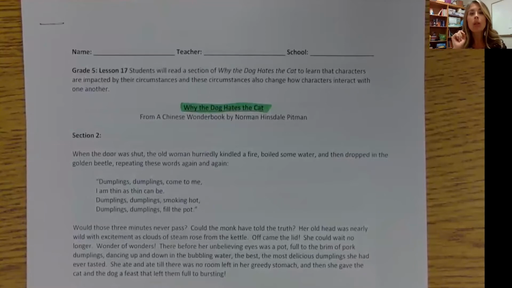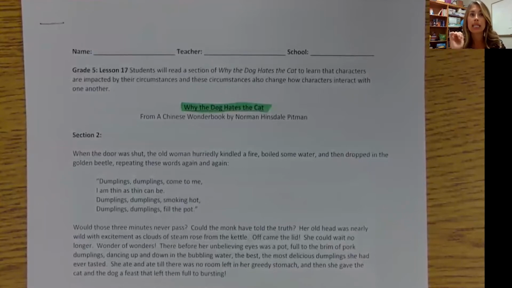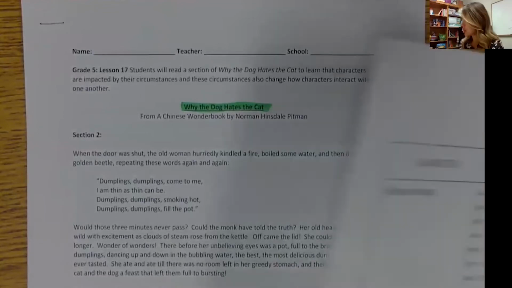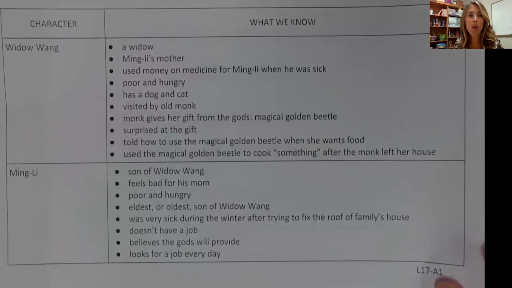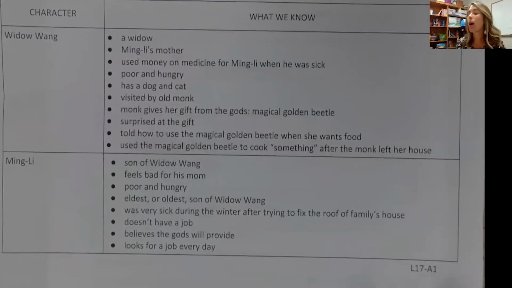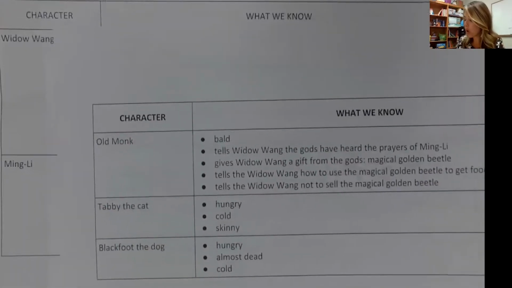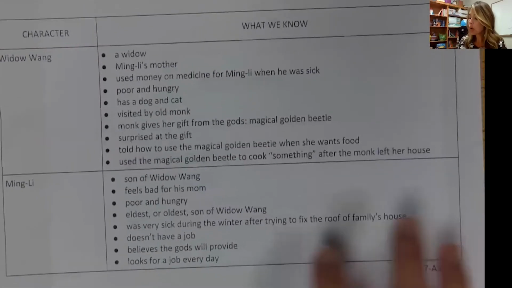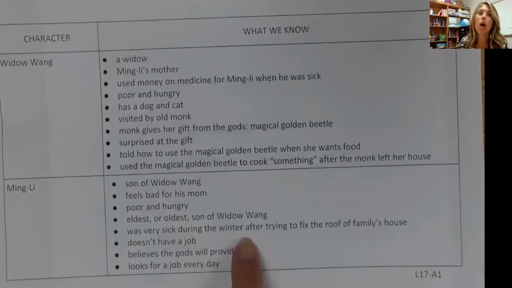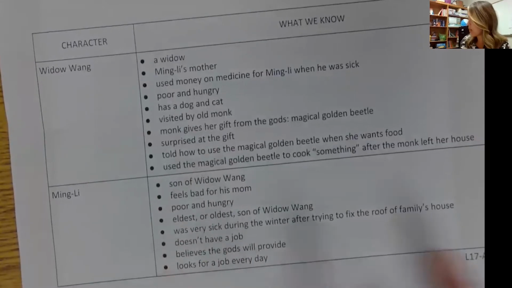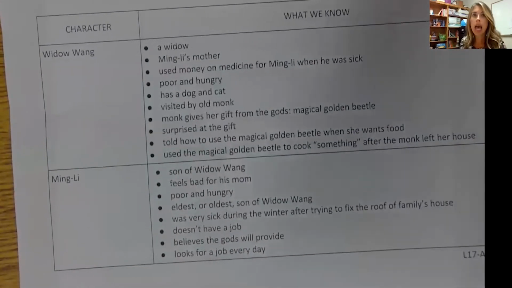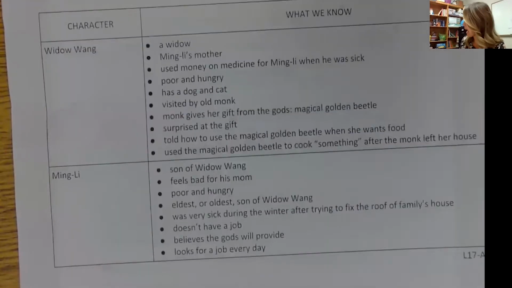Before we start reading, I would like for us to take a look at a student's independent practice from our first lesson. That's going to help us really remember and get our brains prepped to dig into today's learning. If you remember, I asked you to fill out a character chart for Widow Wang and Ming Li. I also asked you to fill it out for Old Monk, Tabby the cat, and Blackfoot the dog. You were to finish filling in what we know about these characters. So, this student filled in completely what we know about the characters and the animals.